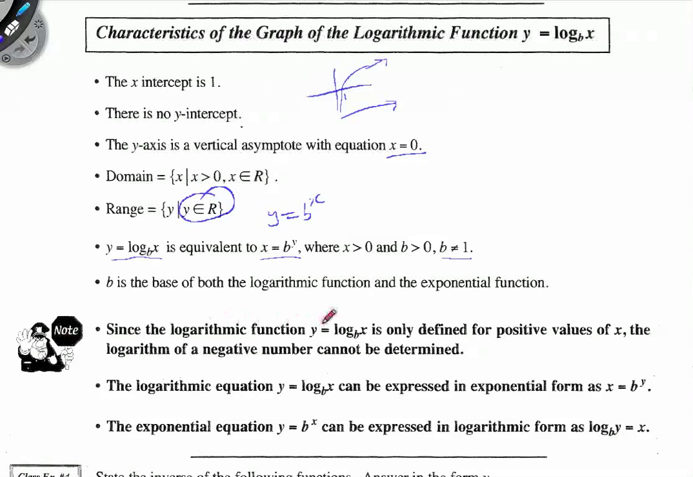Note, since the logarithmic function y equals log of x to the base b is only defined for positive values of x, the logarithm of a negative number cannot be determined. The logarithmic equation can be expressed in exponential form as x equals b to the y, and the exponential equation y equals b to the x can be expressed in this form. So if you have an equation y equals b to the exponent x, notice b is the base, y is the number that gets logged, log of y, and the exponent becomes the value of the log.